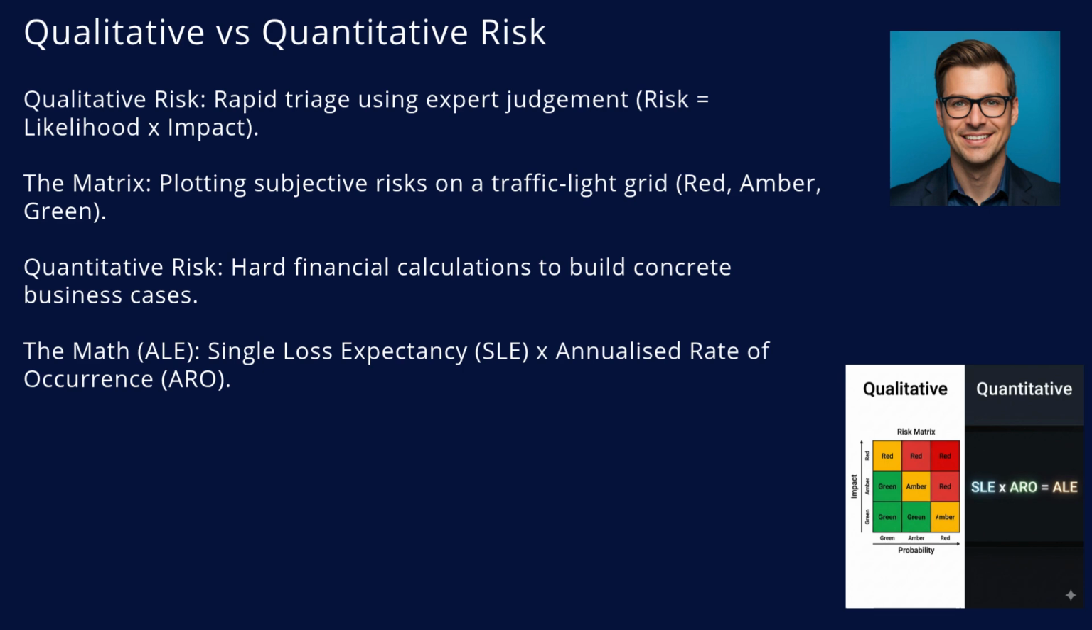You use the math: calculate the single loss expectancy, SLE, and multiply it by the annualized rate of occurrence, ARO, to find your total yearly financial risk, the ALE.